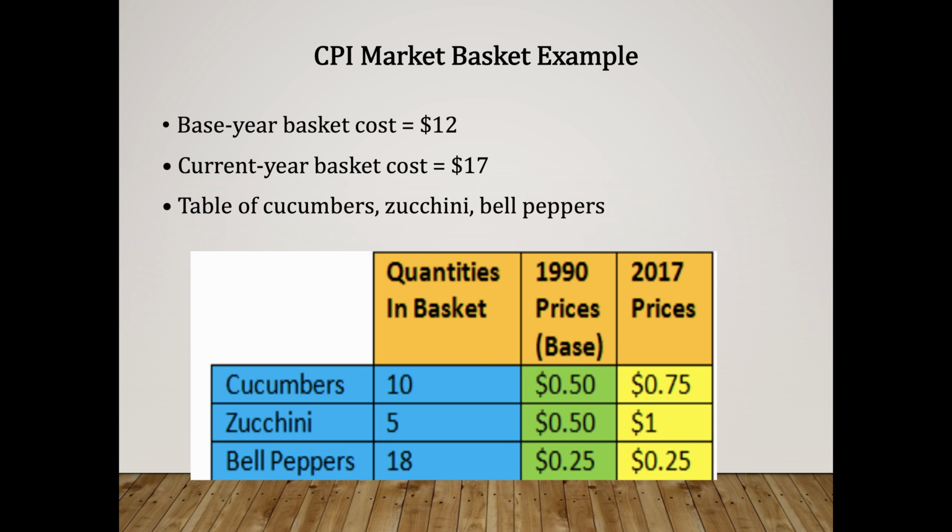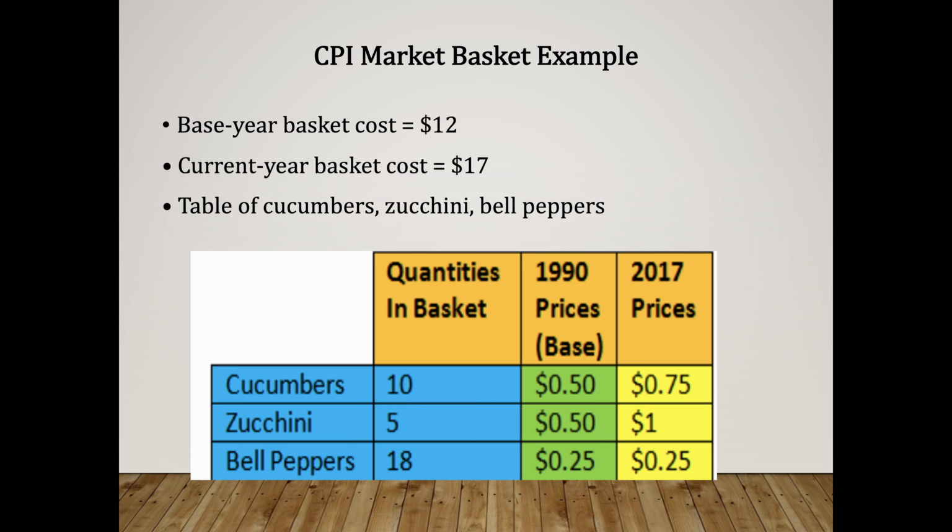Cucumbers is 10 times 50 cents equals $5. Zucchini is 5 times 50 cents equals $2.50. And bell peppers is 18 times 25 cents equals $4.50. Add them up, basket cost in 1990 equals 5 plus 2.5 plus 4.5 equals $12.